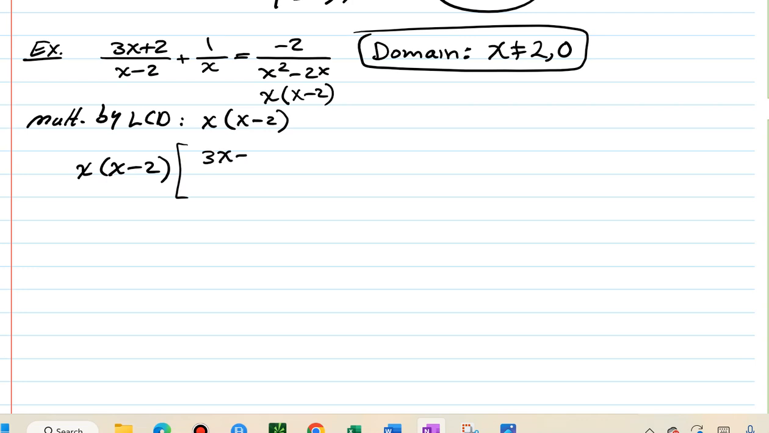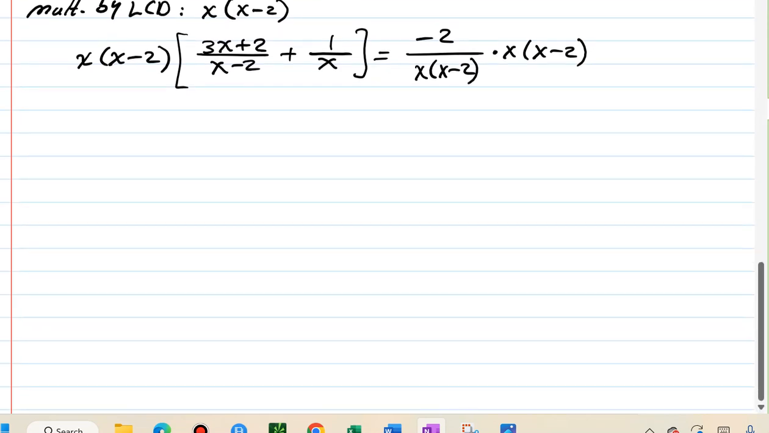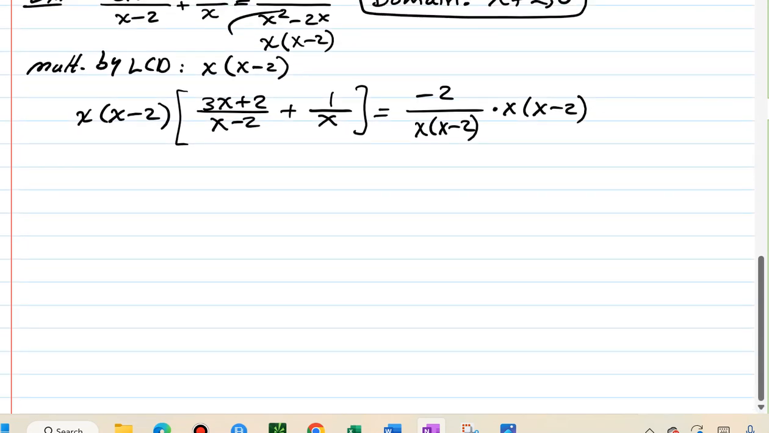So that's going to be (3x + 2)/(x − 2), 1 over x, and on the right side, negative 2 over... I'm going to write the factored form of the denominator on the right side. See that? The factored form. We're going to multiply it also by the LCD. All right. Now what's going to happen? When we distribute the LCD to the first, the LCD to the second fraction.